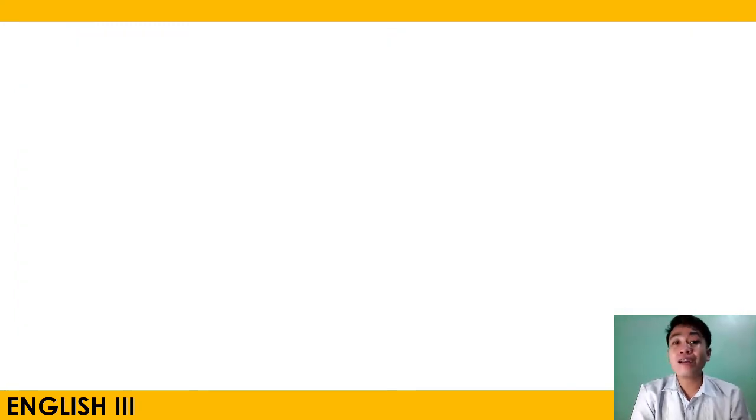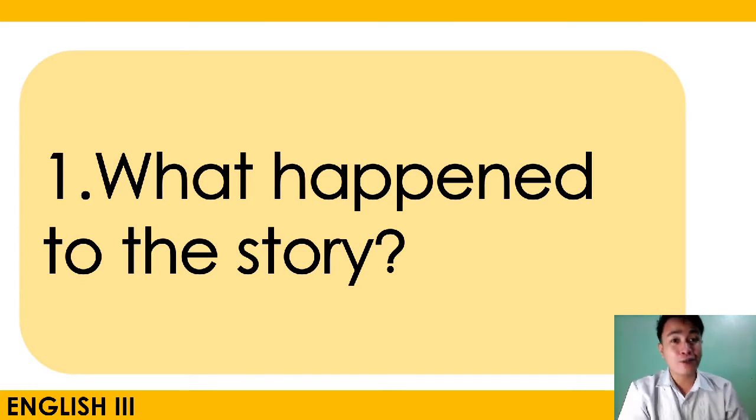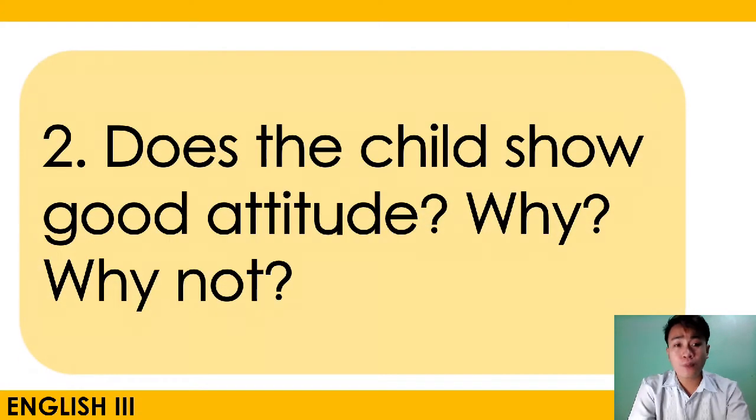I have here a list of questions that you need to answer. Our first question is, what happened to the story? You have to write your answer on a piece of paper. This is only 1 to 5. Question number 2. Does the child show good attitude? Why or why not?